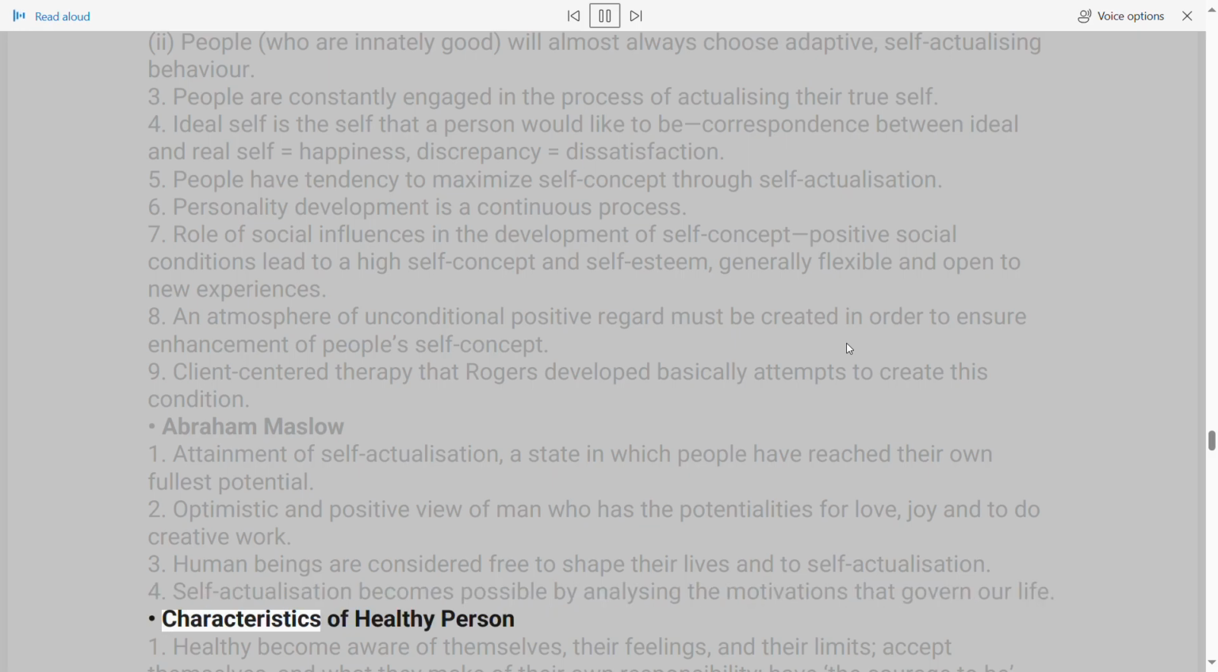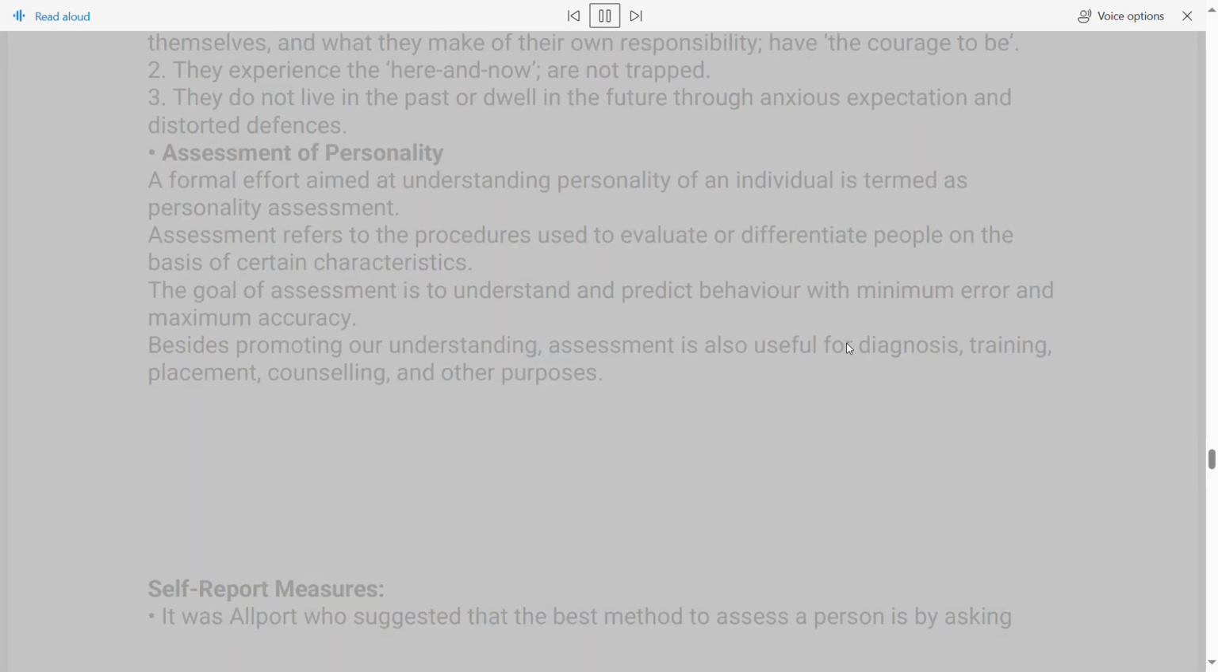Characteristics of a healthy person. 1. Healthy persons become aware of themselves, their feelings, and their limits, accept themselves, and what they make of their own responsibility, have the courage to be. 2. They experience the here and now, are not trapped. 3. They do not live in the past or dwell in the future through anxious expectation and distorted defenses.